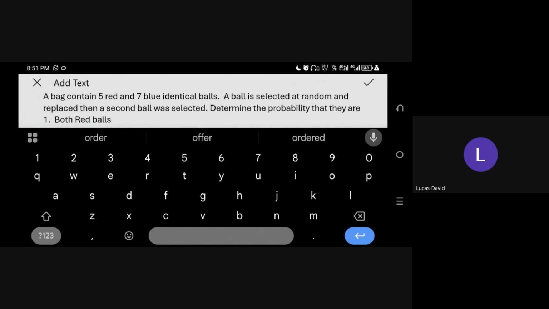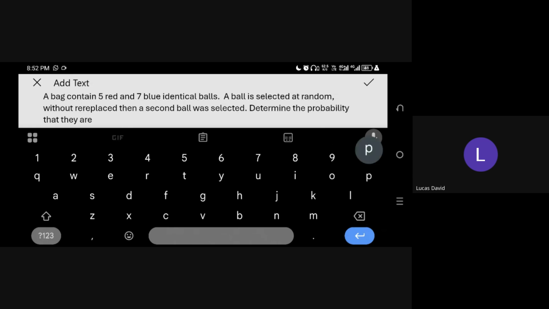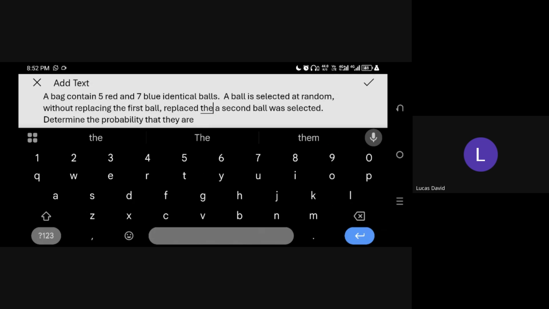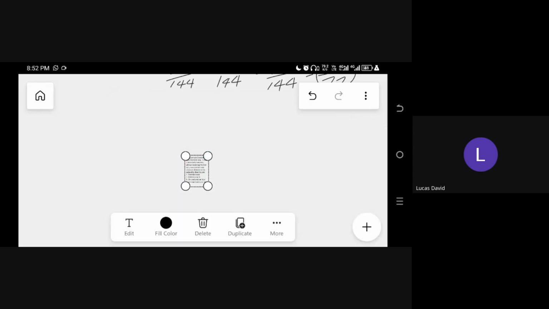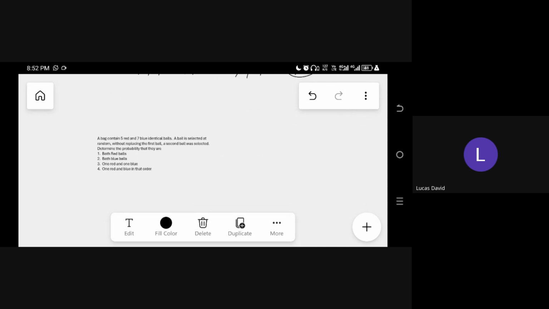So here we say a ball is selected at random. Without replacing the first ball, a ball was selected at random. Without replacing that first ball, a second ball was selected. So let's see how this would be different.